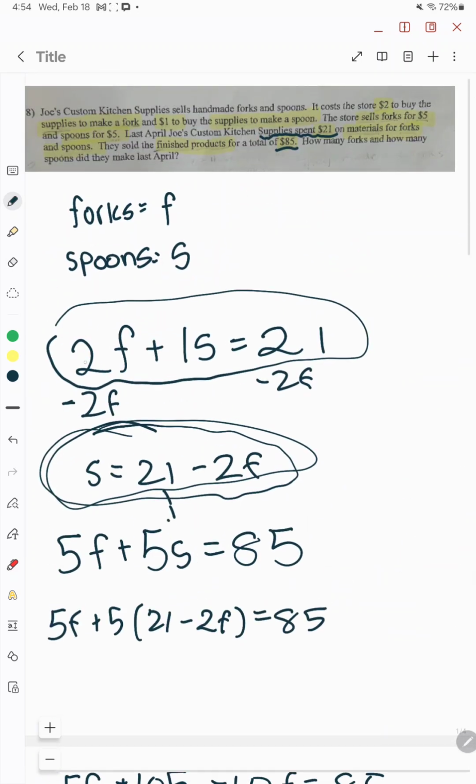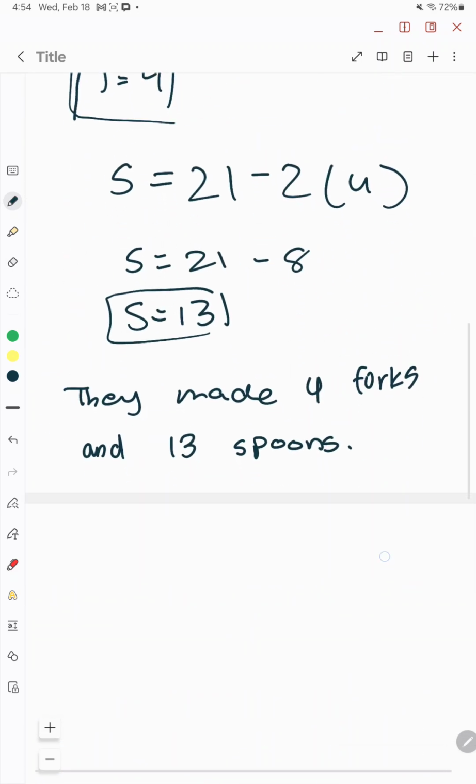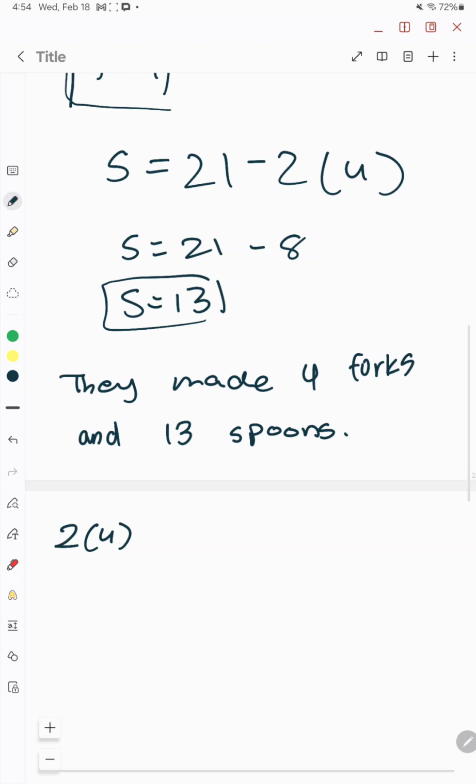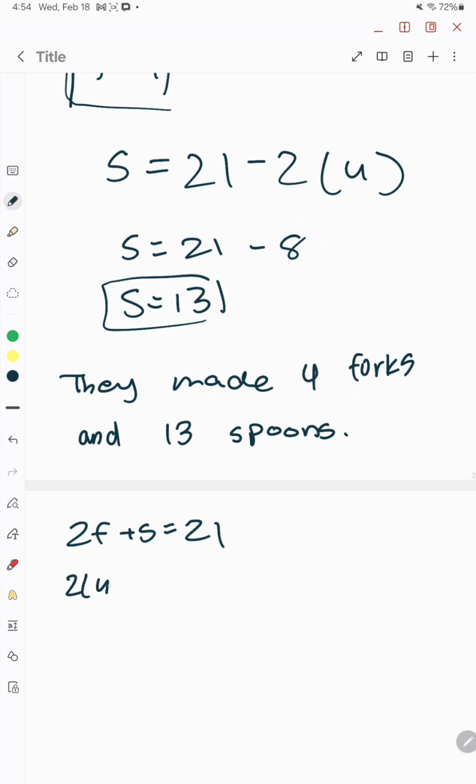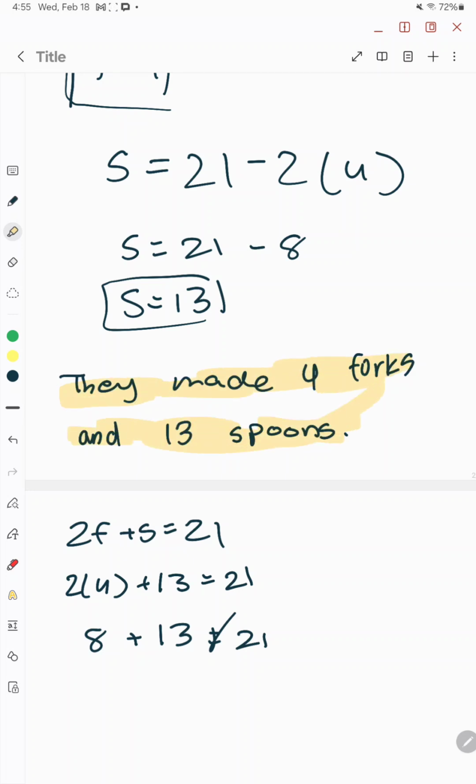And we can see if this answer checks out by plugging the values back in. So we can take our 2F plus S is equal to 21. Let me just write the equation again. 2F plus S is equal to 21. We get 2 times 4 plus 13 equal to 21. And yeah, 8 plus 13 is in fact equal to 21. So this checks out. And this is our answer. And we're done.